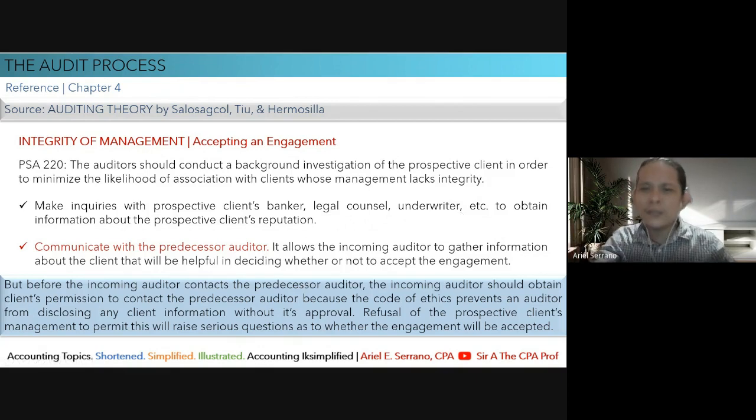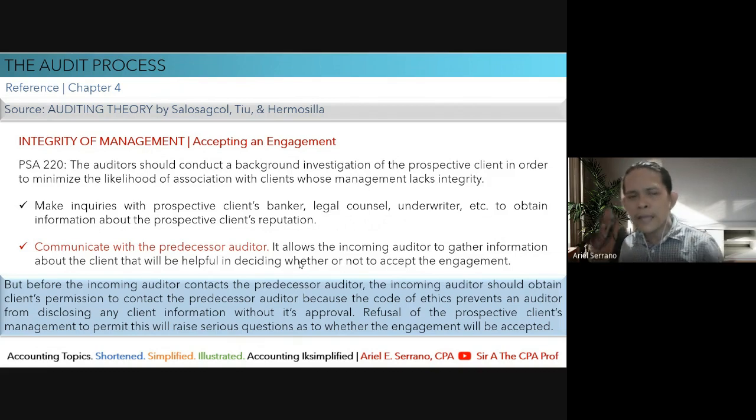It allows the incoming auditor to gather information about the client that will be helpful in deciding whether or not to accept the engagement. I highlighted, I colored, communication with the predecessor auditor. Pag sinabi nating predecessor, ito yung auditor na pinalitan natin. Tayo yung successor, siya yung predecessor. Okay, so we have to communicate with the predecessor auditor. Bakit? Para makagather tayo ng information about the client na makakatulong sa atin para mag-decide tatanggapin ba natin yung kliyente or hindi. Kasi baka mamaya, kaya nagpalit ng auditor kasi hindi maganda ang kanilang relationship because of some anomalies.